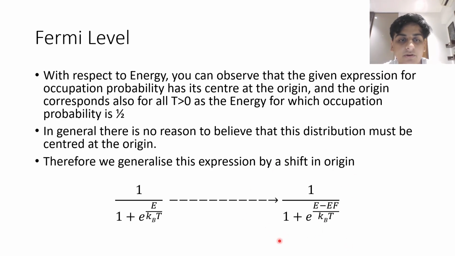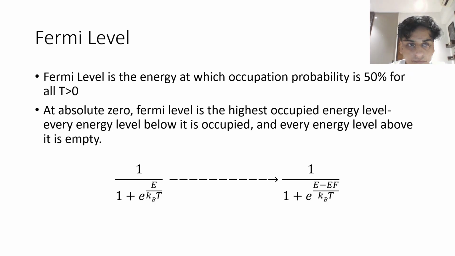So what I want you to understand from this is that now you have shifted the origin to the point at which you get the occupation probability as half. Now that happens at the energy equal to EF. Of course, provided that the temperature is positive. Cool. So moving on, let's talk about this Fermi level more.